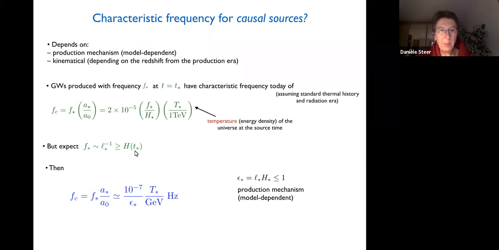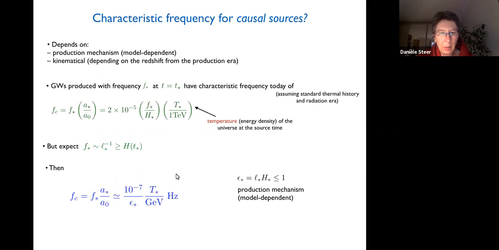So if we put that back in here, we can replace f star by 1 over L star. And if we saturate, well, let's not saturate the equality. Let me write L times H, putting the L on the other side, as epsilon, where epsilon has to be less than 1.